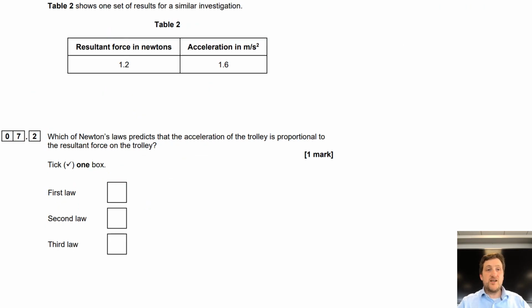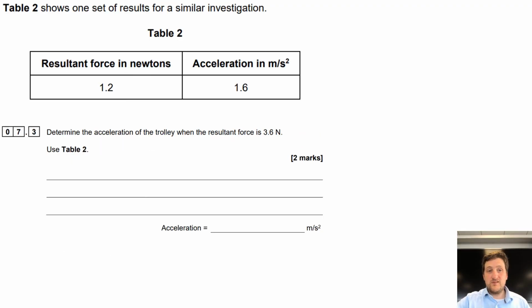Okay, table 2 shows a set of results for a similar investigation. We have done this, so you should recognize that table a little bit. You've got the force, you've got the acceleration. Now, which of Newton's laws predicts that the acceleration of the trolley is proportional to the resultant force? So, which of Newton's laws talks about acceleration and resultant force? There's only one that talks about both of those, about acceleration especially, and that is his second law.